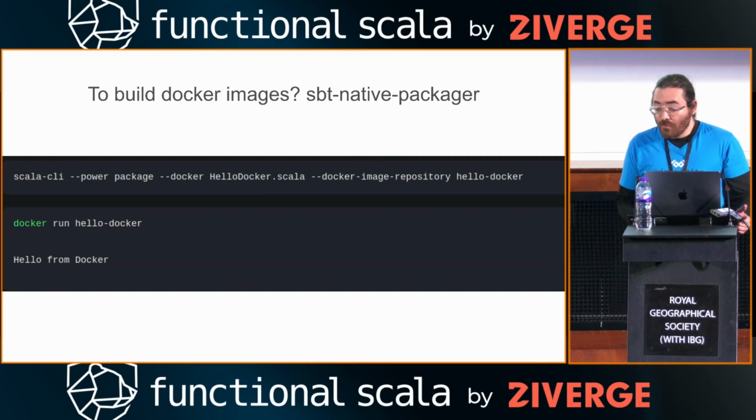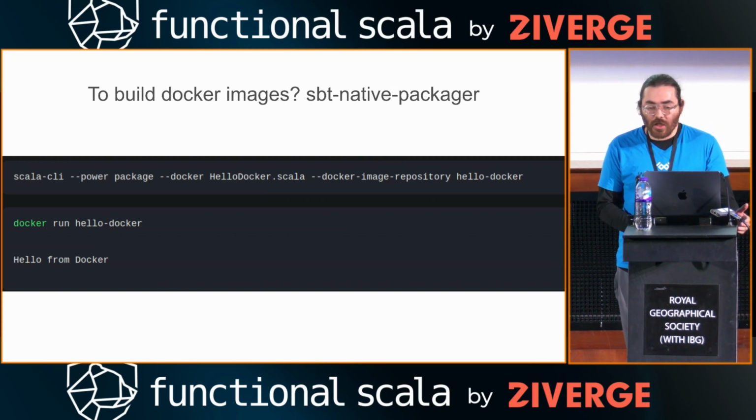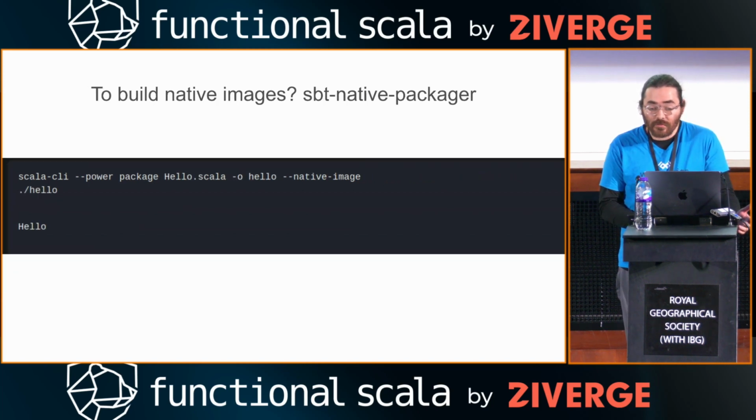There are many people that will say that fat JARs are actually ugly and the old school thing, so you will prefer to use Docker because that's the shiny new thing to deploy to Kubernetes or any other thing that launches tomorrow. And Scala-CLI will help you to do that as well. It can package the application as a Docker image. So no need for sbt-native-packager anymore. You have it right there with Scala-CLI.